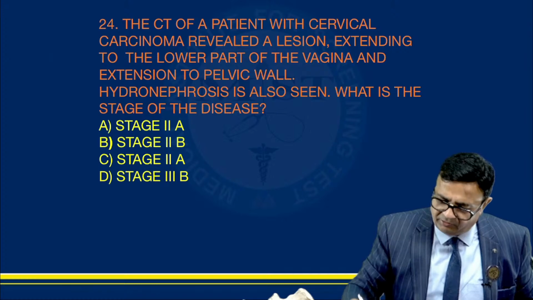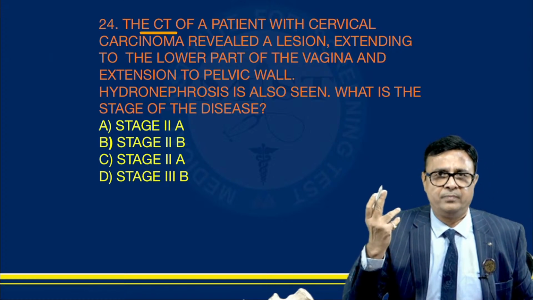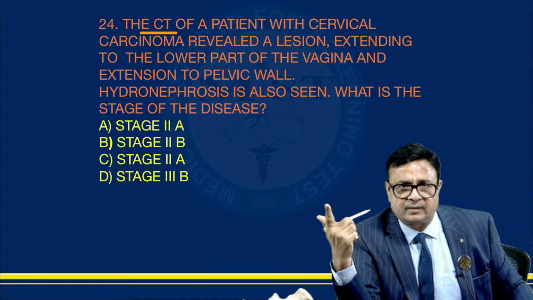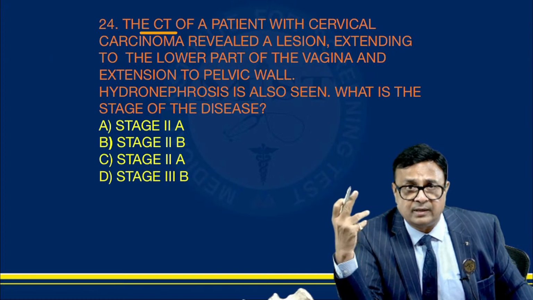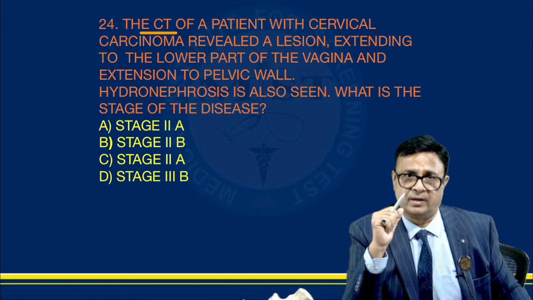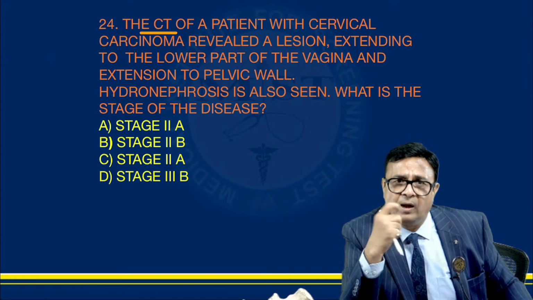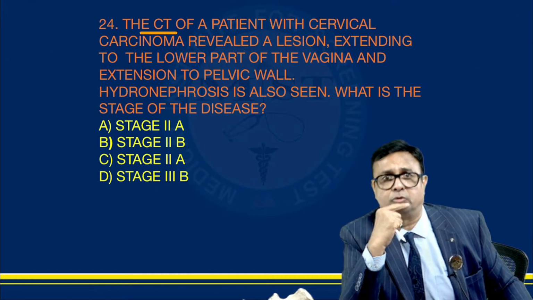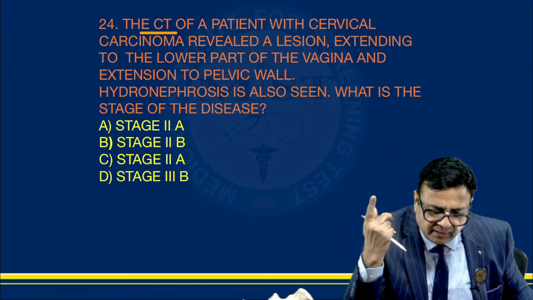The CT scan of a patient with cervical carcinoma. So she is a patient with cancer cervix, and a CT scan was conducted, and the CT scan revealed a lesion which is extending to the lower part of the vagina. There is also extension to the pelvic wall. Hydronephrosis is also seen. What is the stage of disease I am expecting?